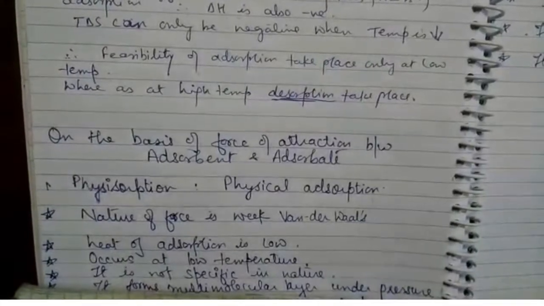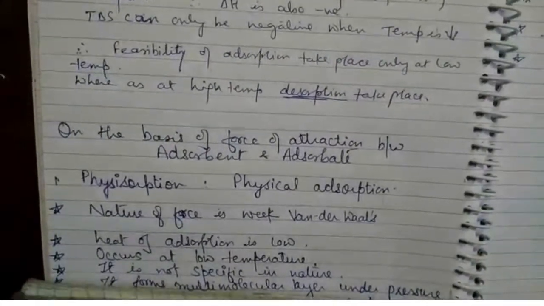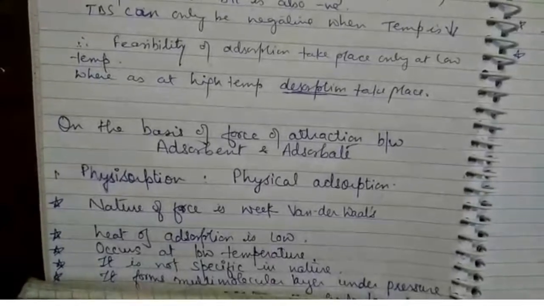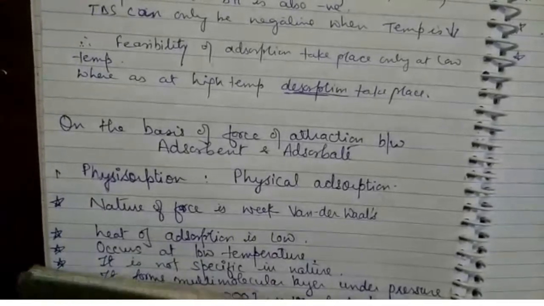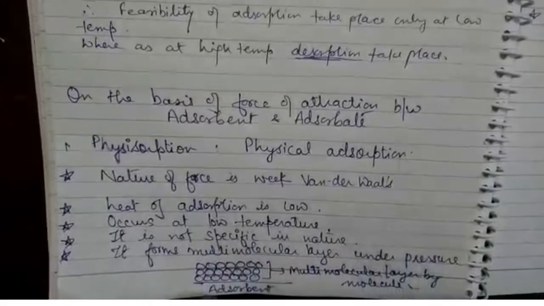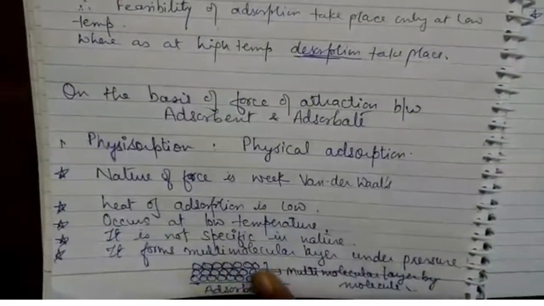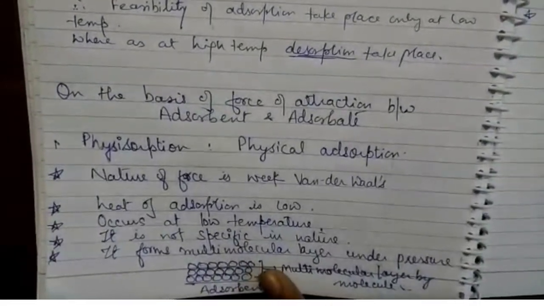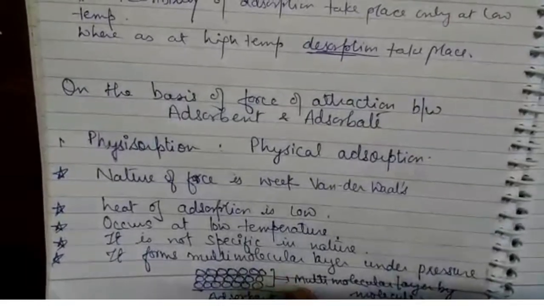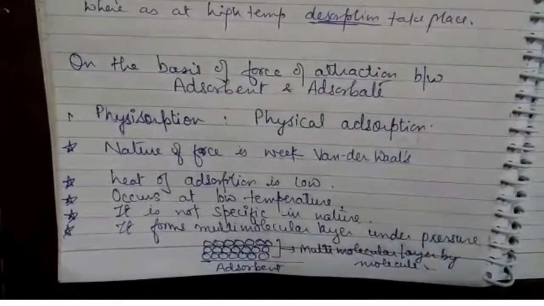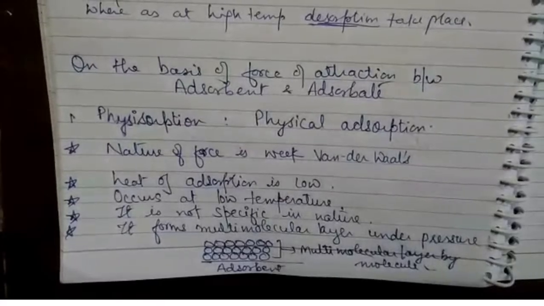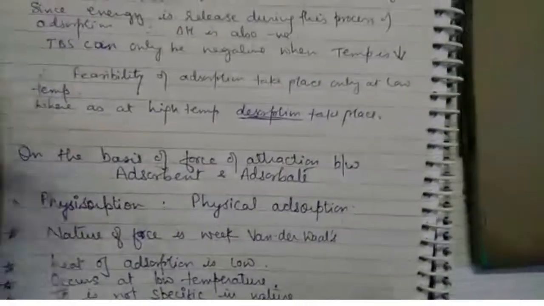This means all types of gaseous molecules can be adsorbed on the surface of the solid, and it forms a multi-molecular layer under pressure, because under pressure these molecules, which we call adsorbate molecules, get adsorbed on the surface of the adsorbent. They can form the multi-molecular layer, and no activation energy is required. The activation energy is the energy required for any reactant to change into product.